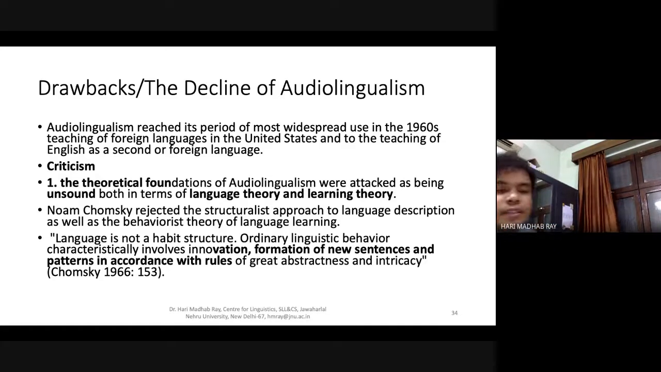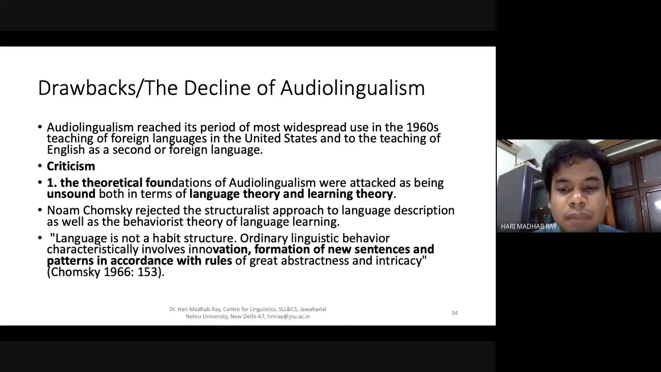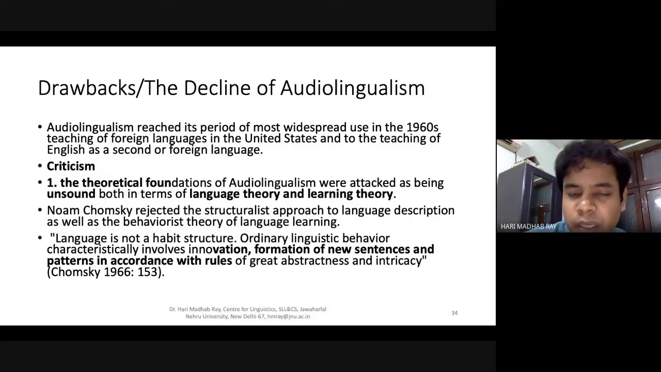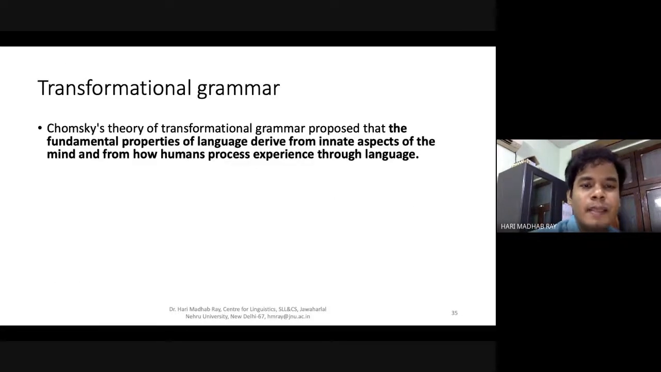Ordinary linguistic behavior characteristically involves innovation. Even if you talk about linguistic behavior, language characteristically involves innovation, formation of new sentences and patterns in accordance with rules of great abstractness and intricacy. So Chomsky is bringing in that kind of productivity, infinite use of finite means, whether sentences, words, or utterances. This is where Chomsky questioned the whole tradition.